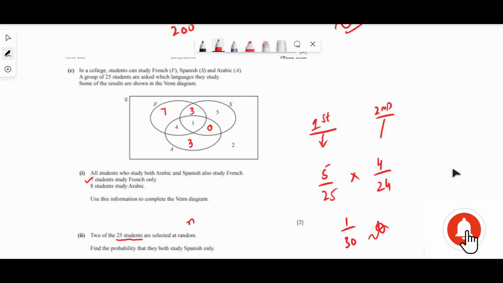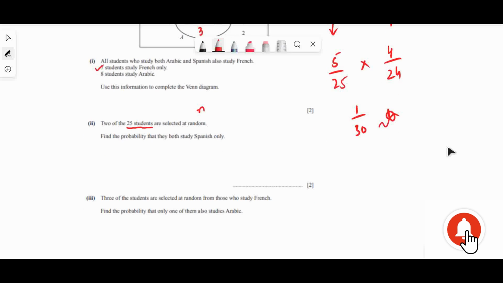Let's move to the next part, the next question. This was the answer for the second part, that it will be 1 by 30. Now, 3 of the students are selected at random from those who studied French. So now we have to pick 3 from those who have studied French.